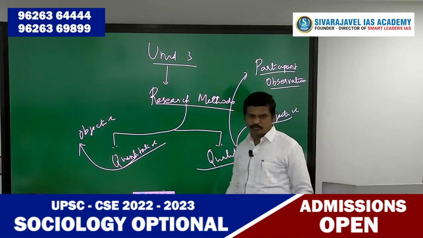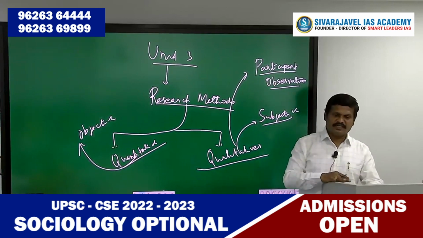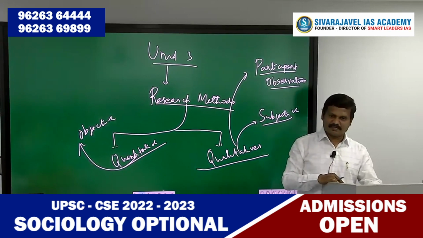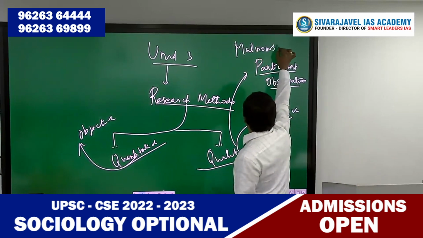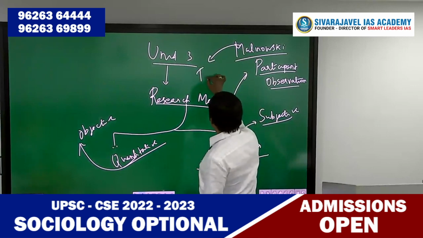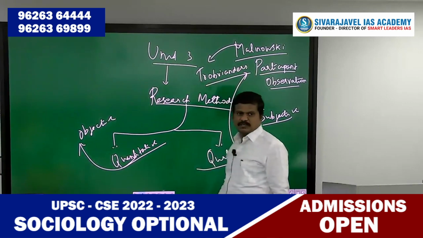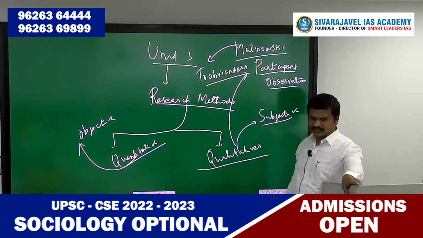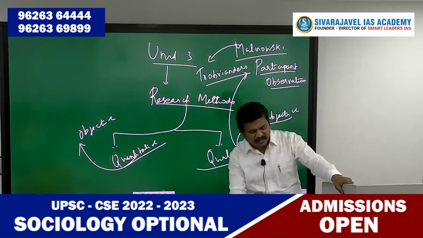So when you wanted to study a group, you have to participate in the group. You have to become temporarily a member of the group. You stay with them for 1 year, study them. There was one anthropologist. His name is Malinowski. He studied a tribal group called as Trobrianders. He stayed with them for months together to study them in and out.